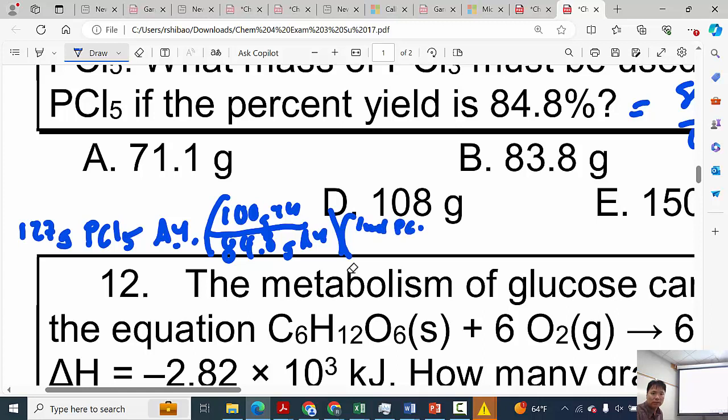One mole of PCl5 per 185.43 grams. And then we're going to go to PCl3. It's a 1-to-1 mole ratio. So 1 mole of PCl3 for every 1 mole of PCl5.